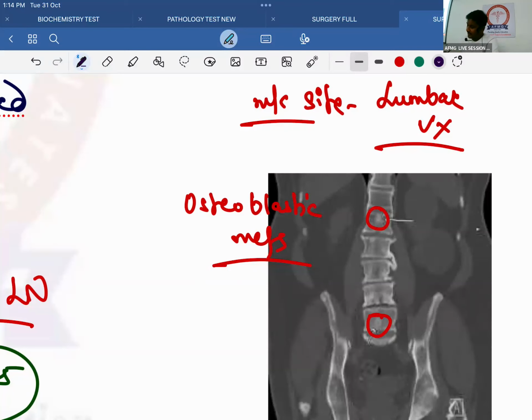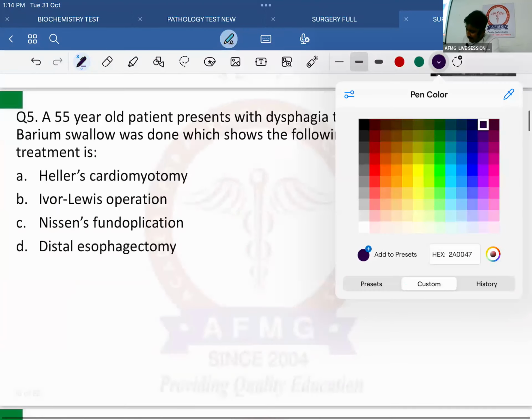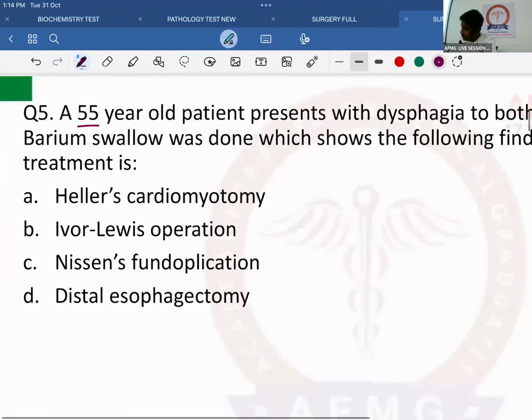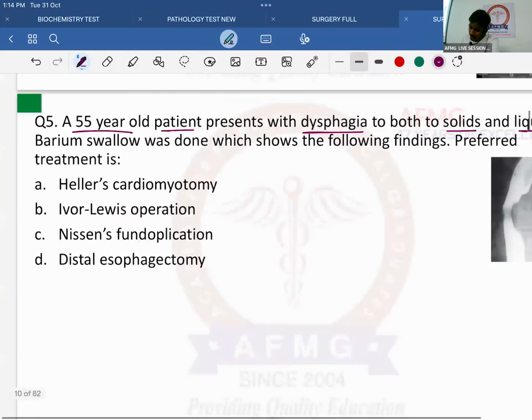Okay. Question number 5, if I talk about beta. A 55-year-old patient presents with dysphagia, that is difficulty in swallowing to both solids as well as liquids. दोनों खाने में दिक्कत है patient को. Barium swallow was done, which shows the following finding. Preferred treatment is barium study.